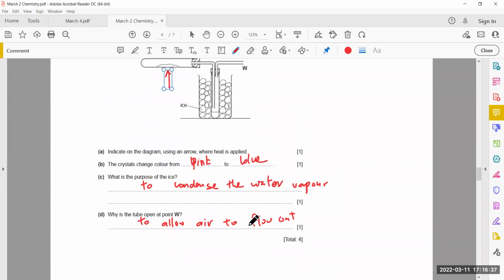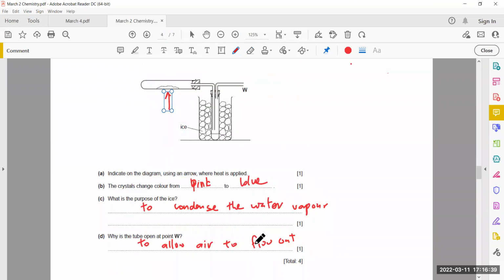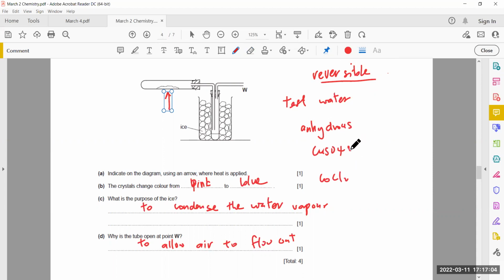Oh wait, teacher, how do you know the color? We learned before, this one is last time. We learned about the reversible reaction. There are two ways to test water: anhydrous copper(II) sulfate and anhydrous cobalt chloride. Anhydrous copper sulfate is white. You add water, it becomes blue.